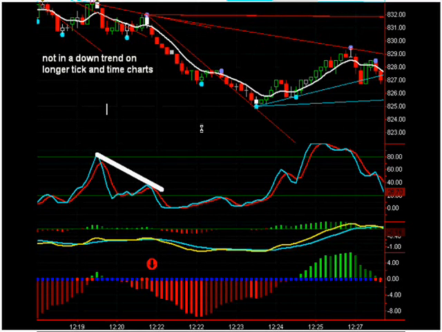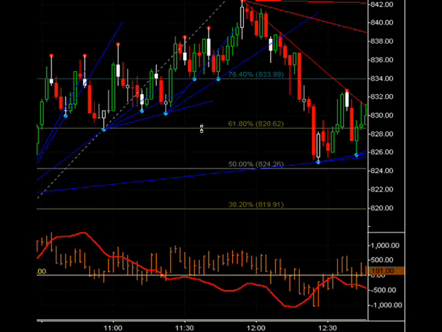I'm showing you this because somebody was asking me about the scalp setup short that occurred at about 12:21. The reason why we didn't take this is because we're not in a downtrend. We only take shorts when we're in a downtrend, and based on our longer tick chart, we're not in a downtrend. And also on this smaller minute chart, I drew the Fibonacci lines in, and we would want this price to come below 50% to be considered in a downtrend, because technically, we haven't broken 50%, so we're still in an uptrend.